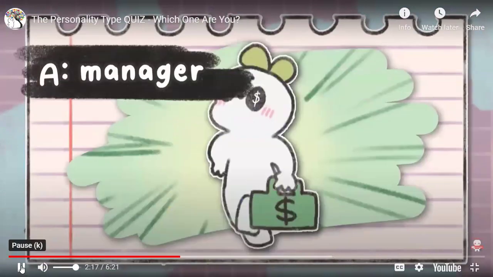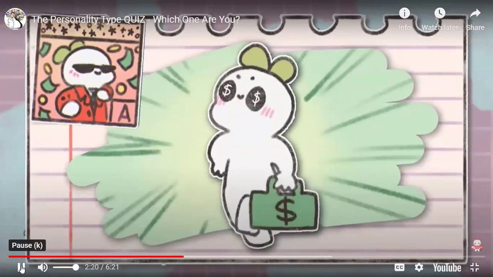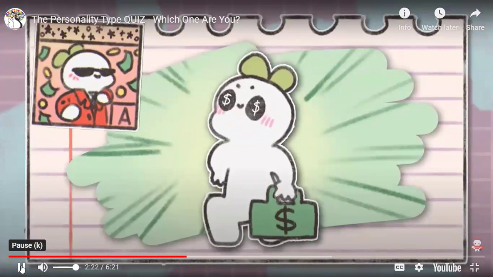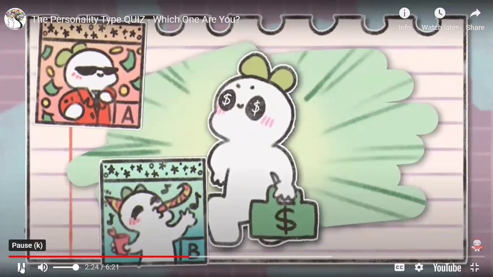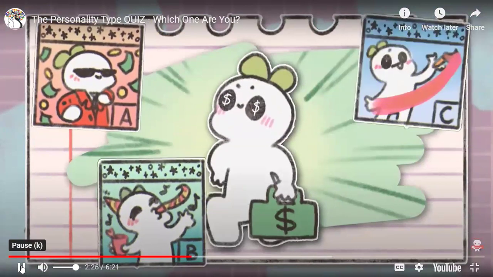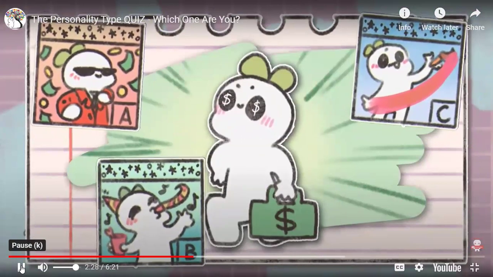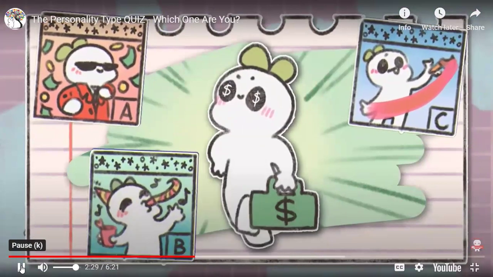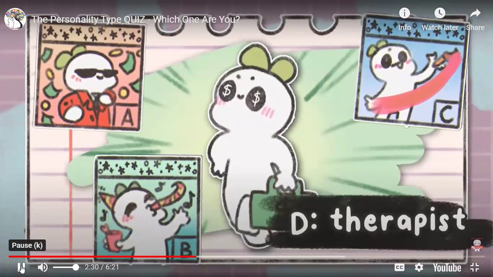A. I'd like to be a manager in a big company. B. Party planner. I want to have fun. C. Being an artist. I just want to create something new every day. Or D. I'd like to be a therapist and help people.